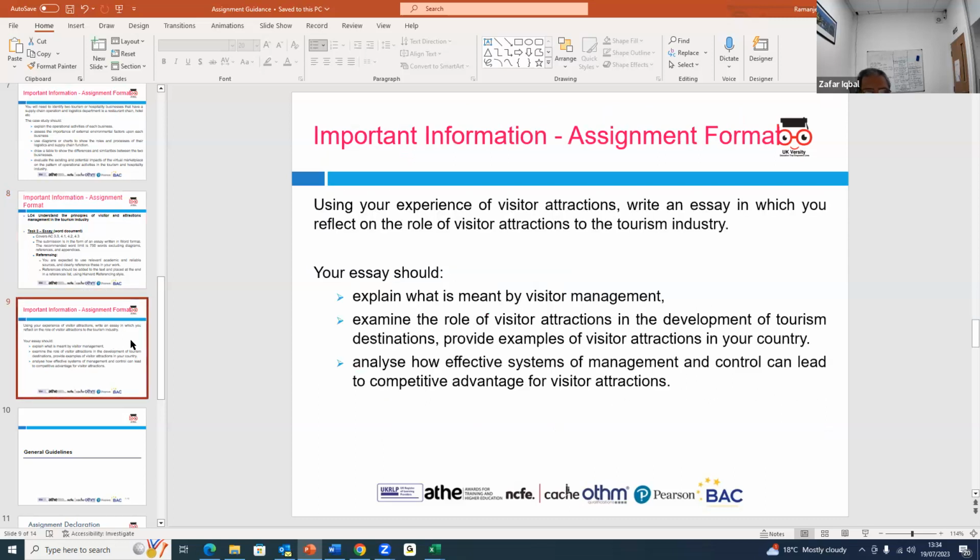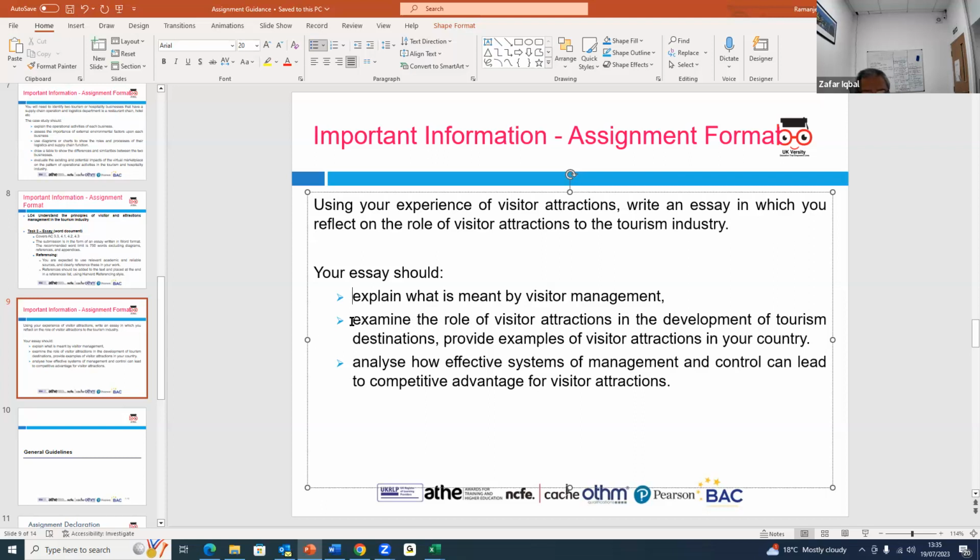Okay. Now this task number 3 should, number 1, explain what is meant by visitor management, i.e. attraction management, which we talked about yesterday, LO4. What's meant by visitor management? How do you classify that? How do you use this term to say what is the management, what is attraction management, why is it important, and so on. Okay. And examine the role of visitor attraction in the development of the tourism industry and give examples.